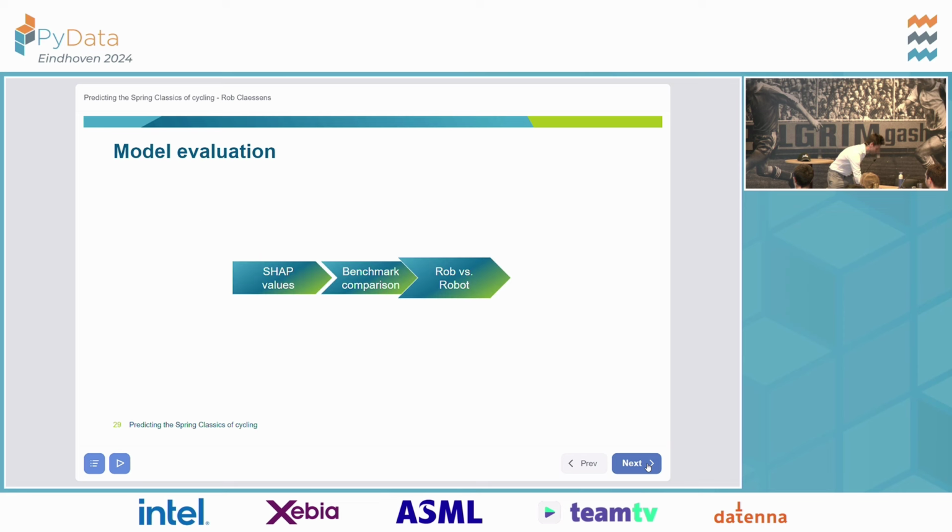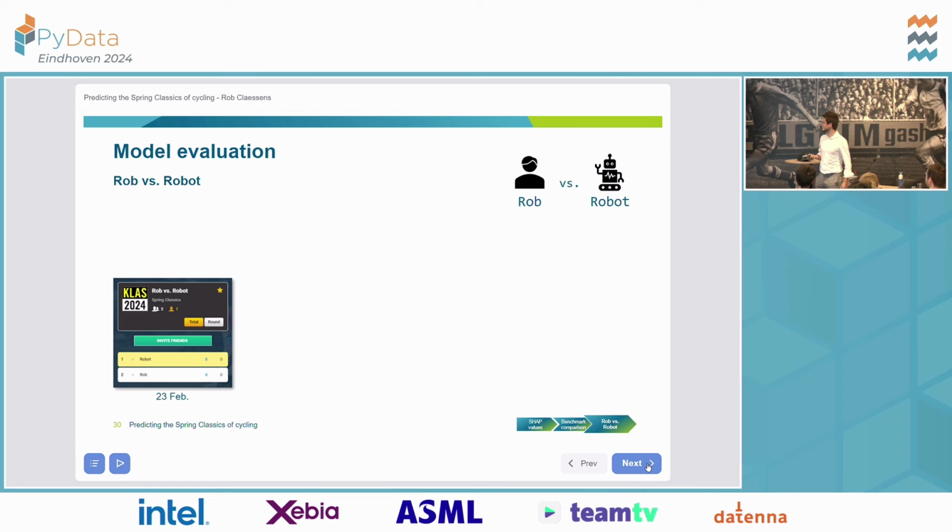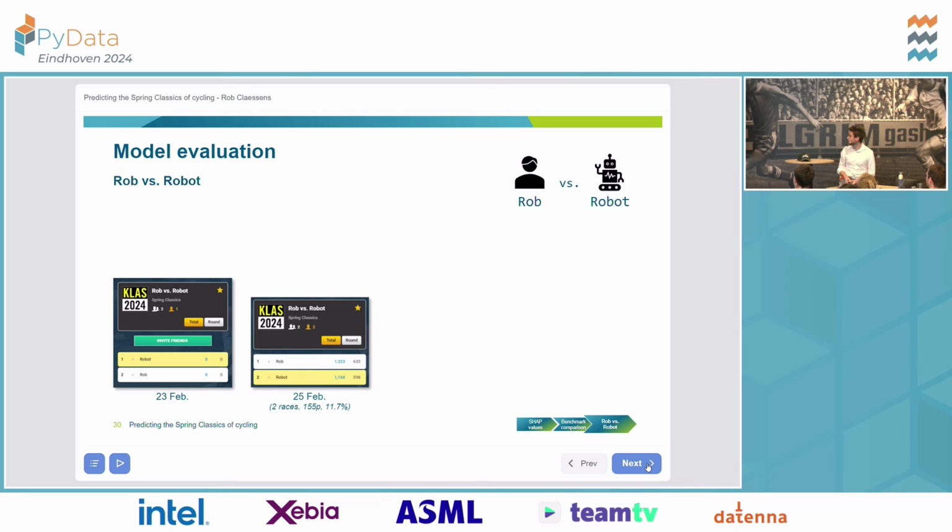Lastly, how did the contest go? So, my Rob versus Robot contest. Of course, we start off with 0 points, and then from there, after the first weekend, I was ahead of my robot already by quite a margin of almost 12%. That's quite a lot for 2 races, especially thinking we had the exact same team and only different captains.